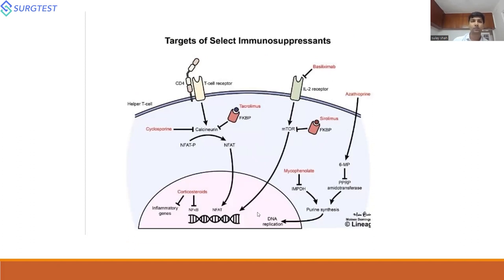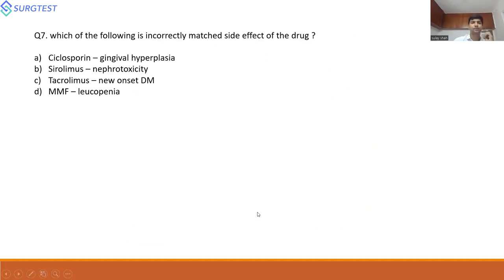Okay, moving on to the side effects. So the following is an incorrectly matched side effect of the drug.